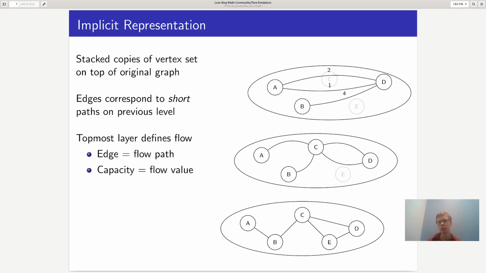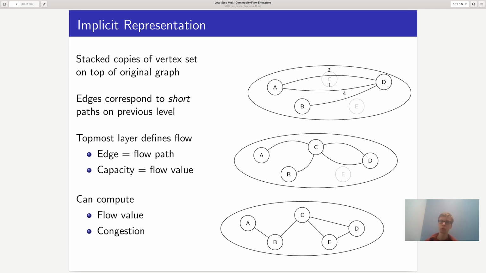And also, the topmost level defines the flow, where each edge here corresponds to a flow path at the bottom level, and we also store with the edge the flow value of the corresponding path. Now, with this structure, we can compute things about the implicitly represented flow, such as the value of the flow by just summing up the capacities at the top level, and the congestion of the flow on every edge by just going top down and computing at every level the congestion of every edge.